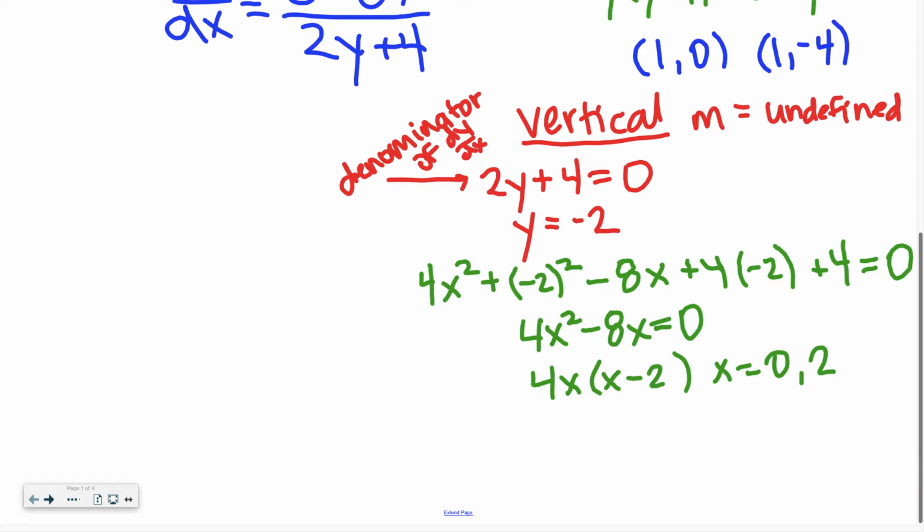So we found two different places where y is negative 2. So we have a vertical tangent at 0, negative 2, and we have a vertical tangent at 2, negative 2.